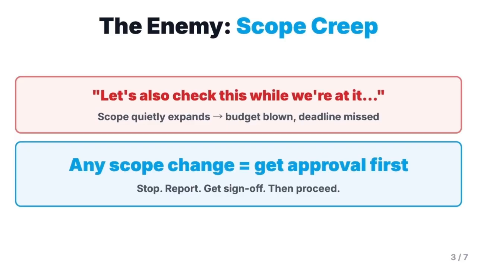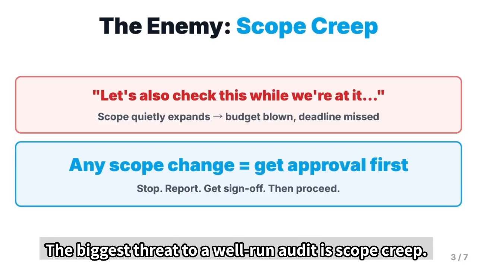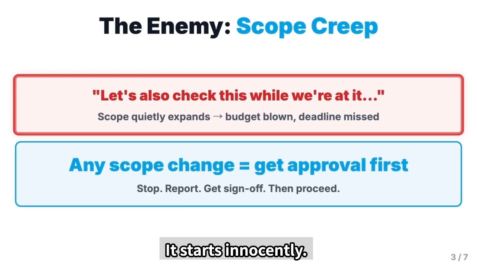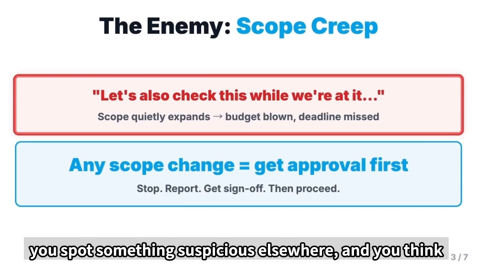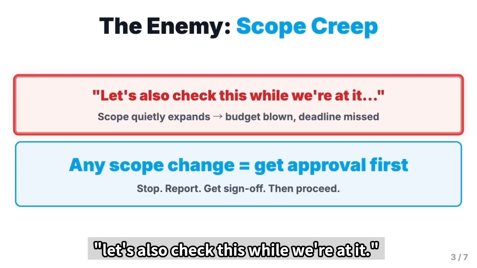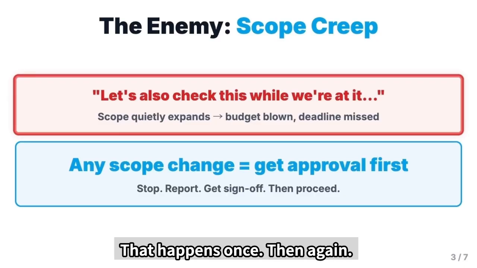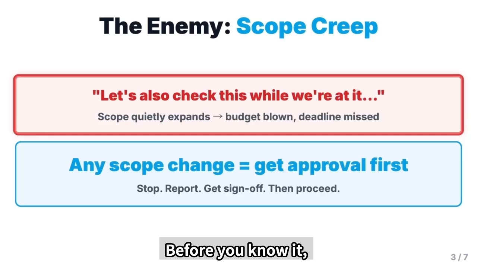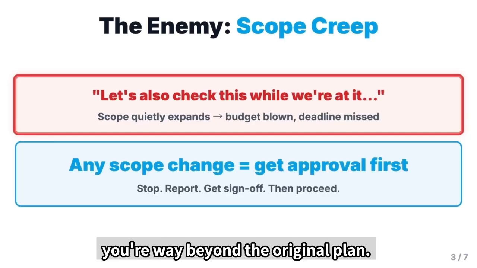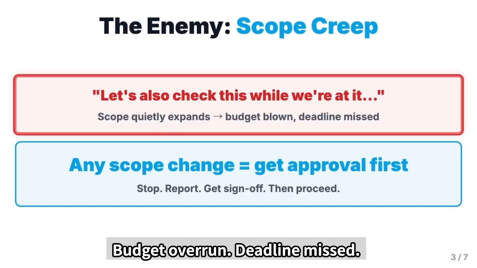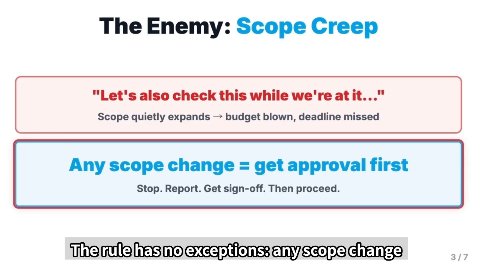The enemy, scope creep. The biggest threat to a well-run audit is scope creep. It starts innocently. You are auditing one area, you spot something suspicious elsewhere, and you think, let's also check this while we are at it. That happens once, then again. Before you know it, you're way beyond the original plan. Budget overrun, deadline missed.